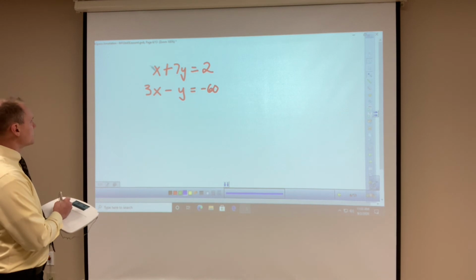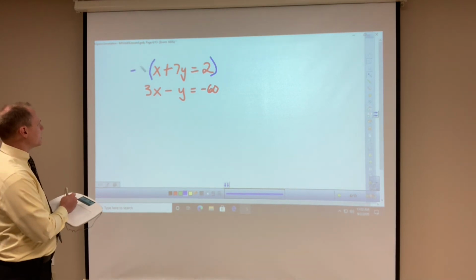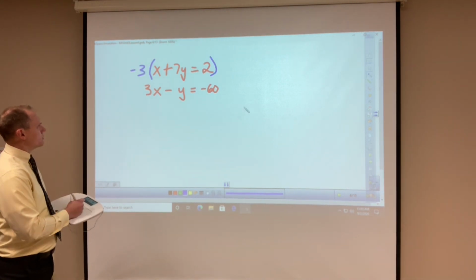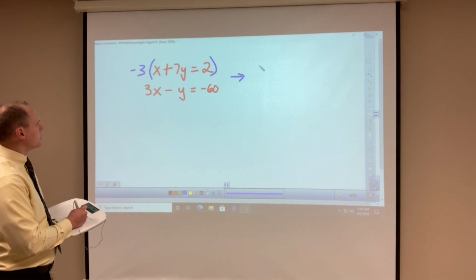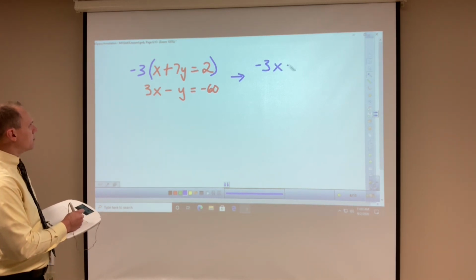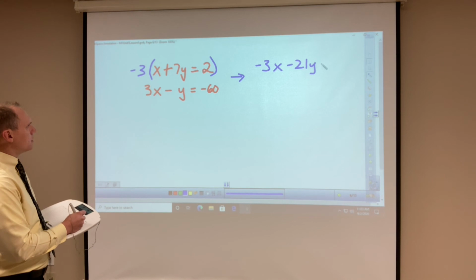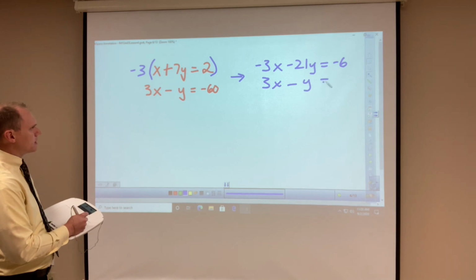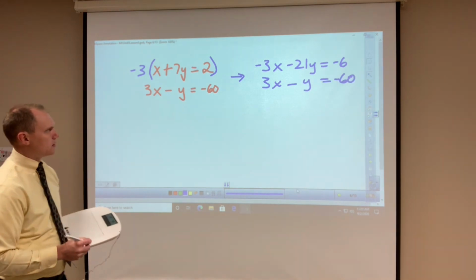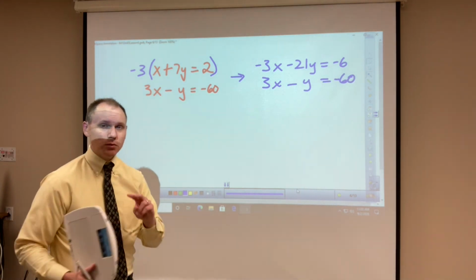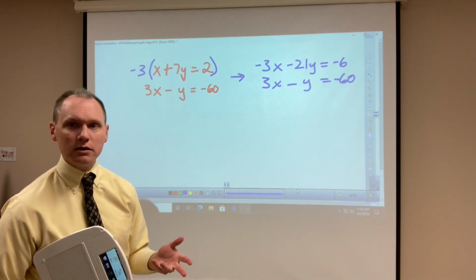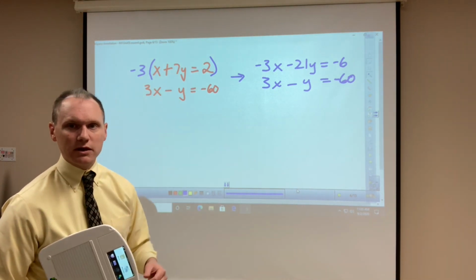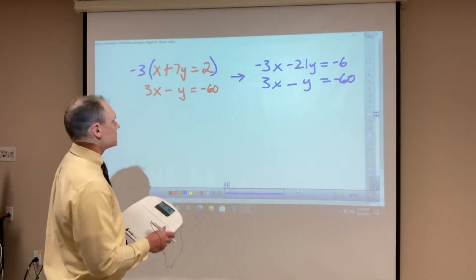I'm going to go with the first option, which was multiply the top equation by negative 3. So if we do that, we're going to get negative 3x minus 21y equals negative 3 times 2 is negative 6. On the bottom equation, we still have the same thing, right? It hasn't changed. Now, if you need to multiply both equations by something, you can. But in this case, we're able to get that done with just one multiplication.